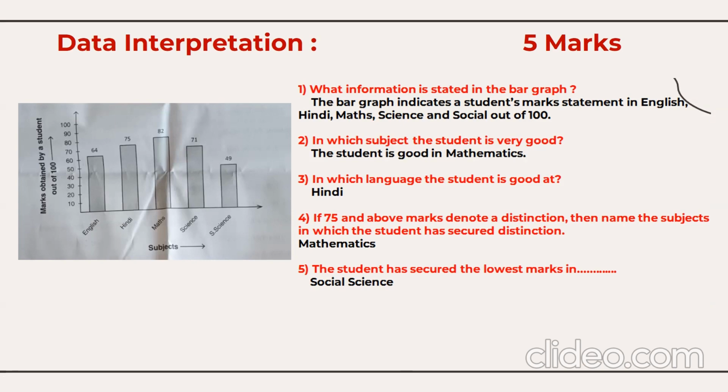Listen here, you are not going to write any paragraph about the chart. You are going to interpret the chart based on the questions. So go through the questions. For example, what information is given here, in which subject the student is very good. When you go through this chart, you will come to know students are good in mathematics. So like this, you need to go through the chart. You need to answer 5 questions for 5 marks. So data interpretation is for 5 marks. If you want to read this chart here, you can pause the video and go through these 5 questions.